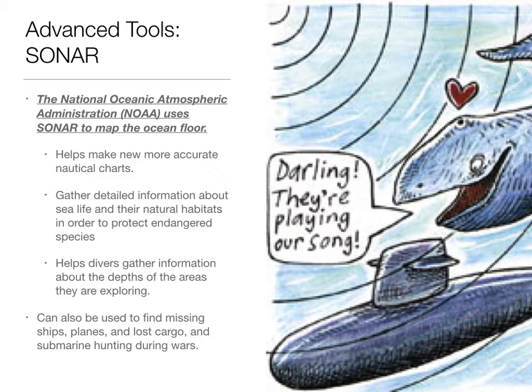You don't want to be a diver and not know how far down you have to go, because you might run out of air. So NOAA will, as part of their mapping process, figure out the depths of different parts of the seas and report that on their charts, and divers can use it. Some other uses: it can be used to find missing ships, planes, lost cargo, and for submarine hunting.